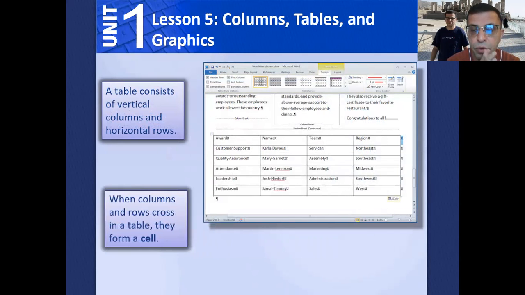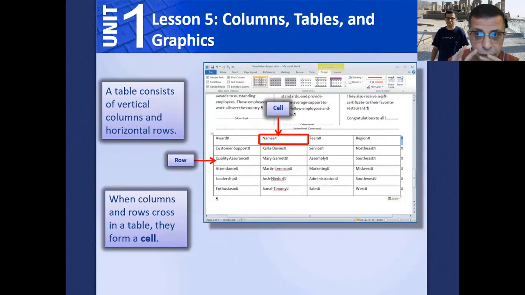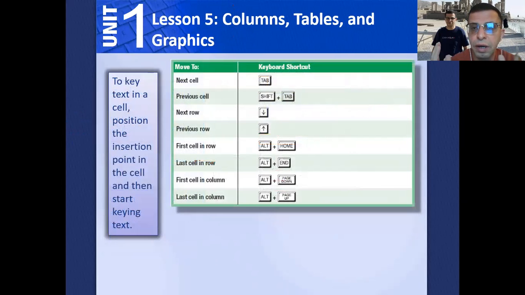When a column and a row cross in a table, they call it a cell. So this is a cell. And usually in the Excel sheet, you can find the number of the cell, and we will talk about it when it comes to the Excel sheet. But this is what you call a row, and this is what you call a column. So now you have the table. It's time for you to use that table.